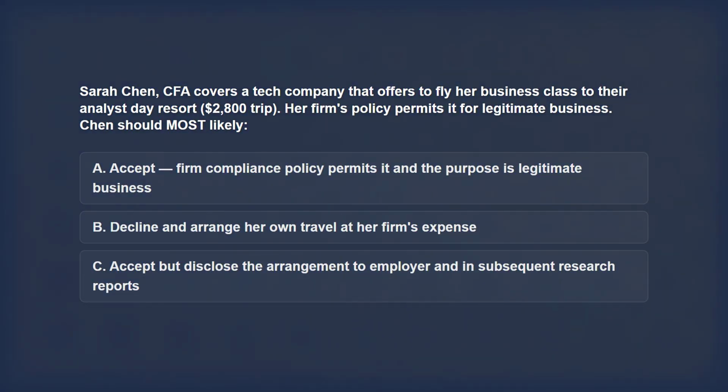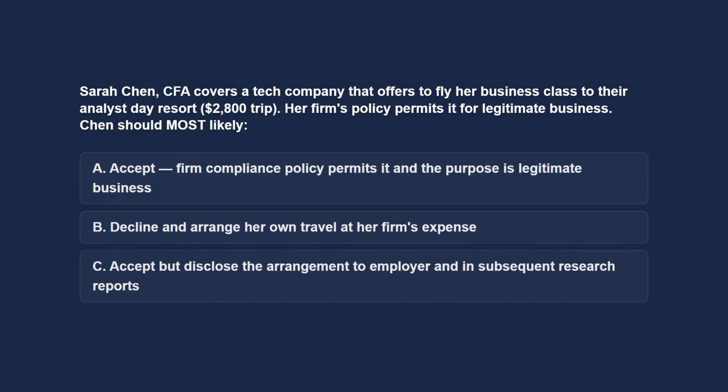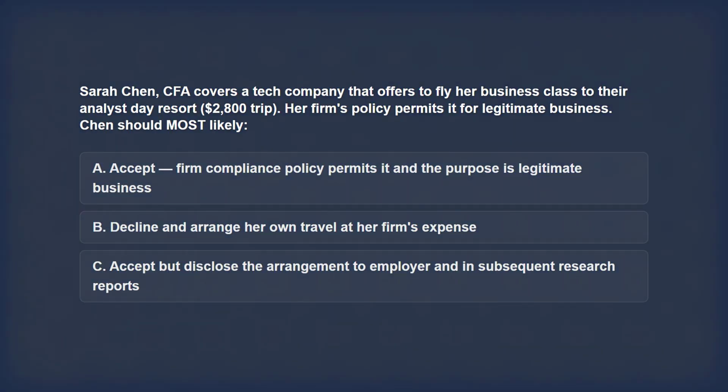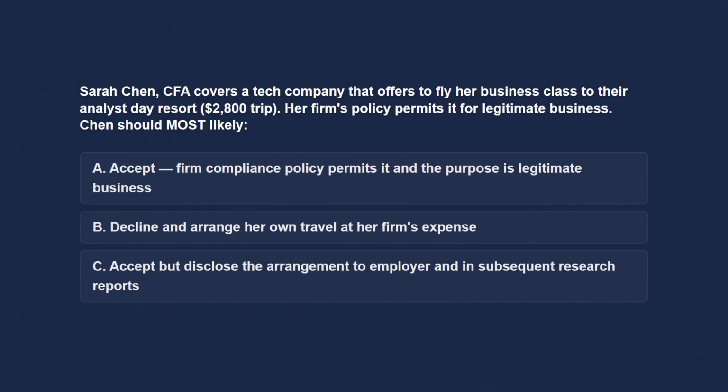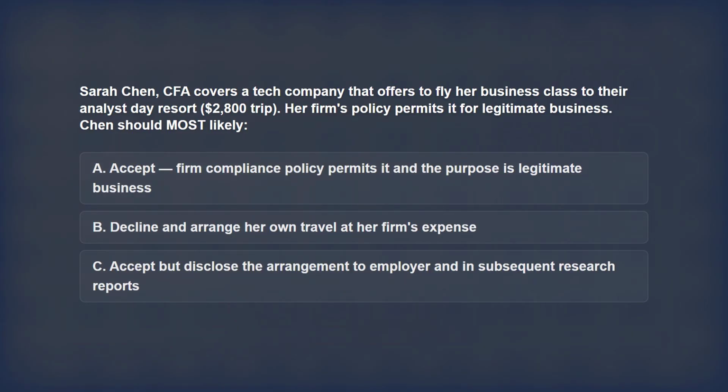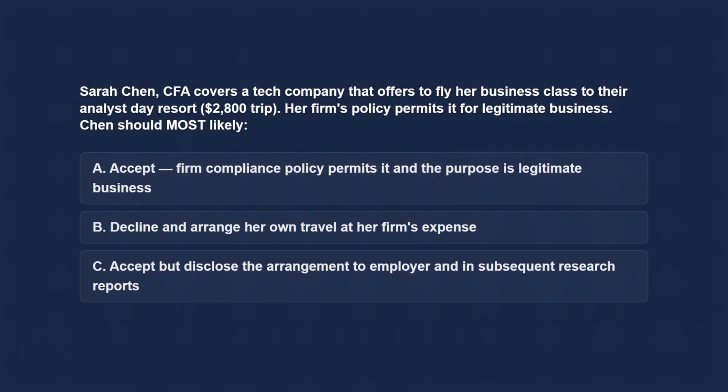B. Decline the trip and arrange her own travel at her firm's expense. C. Accept the trip but disclose the arrangement to her employer and in subsequent research reports. The correct answer is B. Answer A is the employer policy trap, the most common wrong answer on this topic. Firm policy approval does not satisfy CFA standards when the standards are stricter.